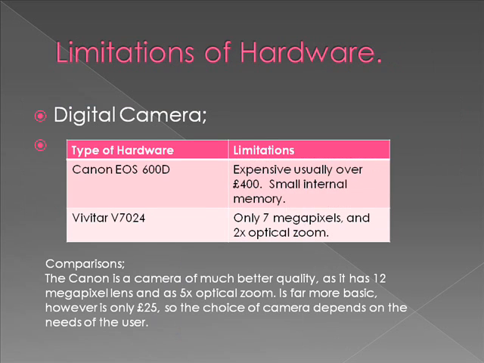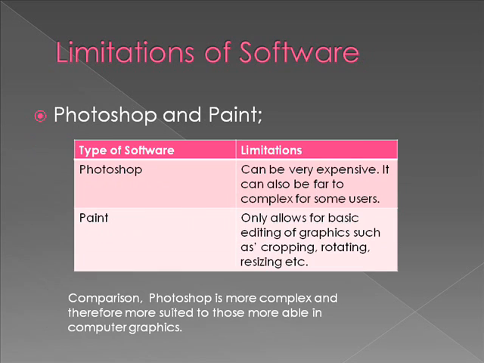The hardware I will be comparing the limitations of is a digital camera. I have compared the Canon EOS 600D to the Vivitar V74. The Canon is a very good camera for digital graphics, however it still does have some limitations. Firstly, the cost. To buy, it is over £400, and also without a memory card it can only hold 2 to 3 images. Whereas the Vivitar has more limitations, such as it only has a 7 megapixel and 2 times optical zoom. This means that it is not really suitable camera for use with digital graphics.